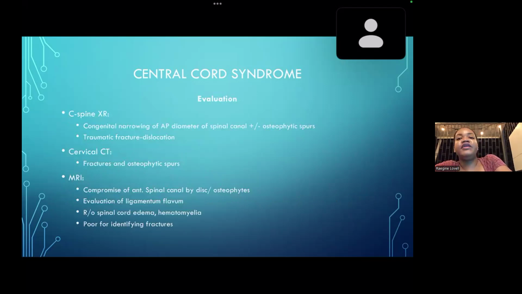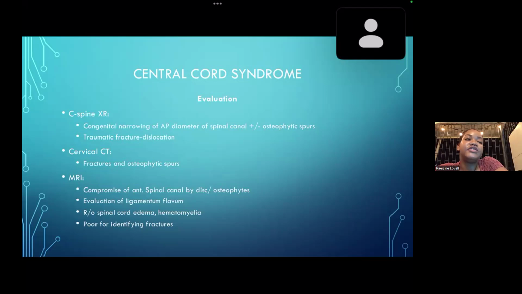Imaging, you may find on the C-spine X-rays congenital narrowing of the AP diameter of the spinal canal, plus or minus osteophytic spurs, as well as traumatic fracture dislocation. The cervical CT scan is helpful in pinpointing or diagnosing those fractures and osteophytic spurs, but not as good as MRI for assessing the status of the discs, spinal cord, and nerves.